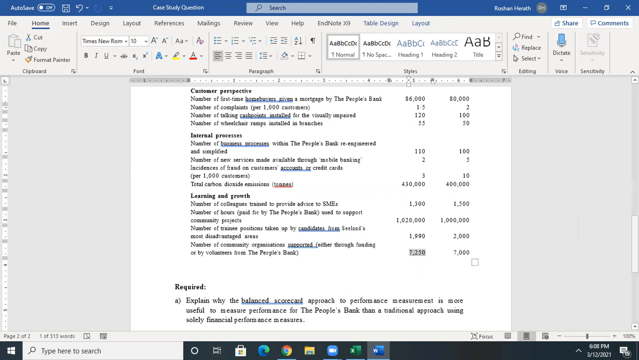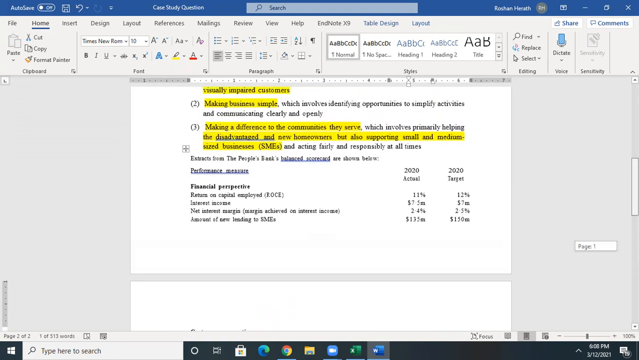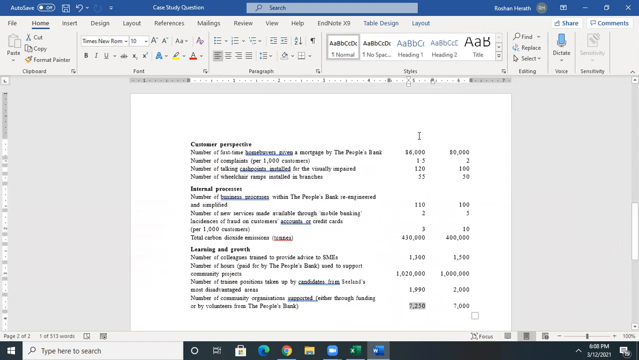So this is about the overall performance measurement system of the People's Bank. So they are looking at different dimensions and they even set the KPIs. So these are the KPIs what they have set.